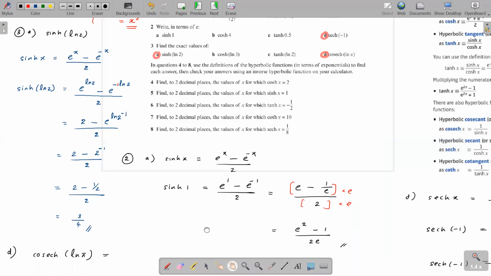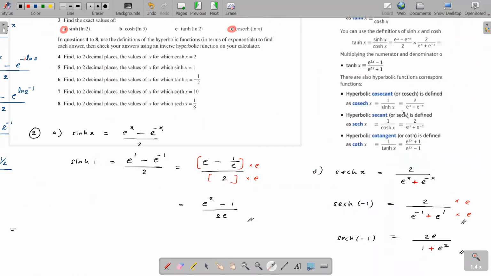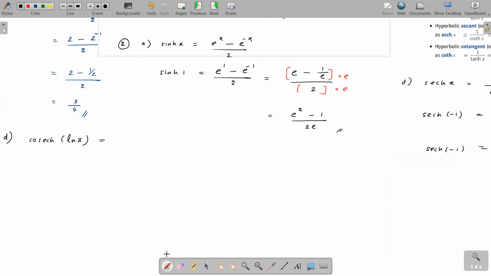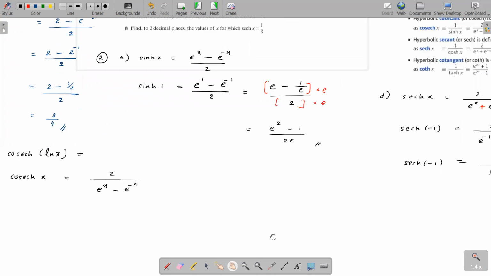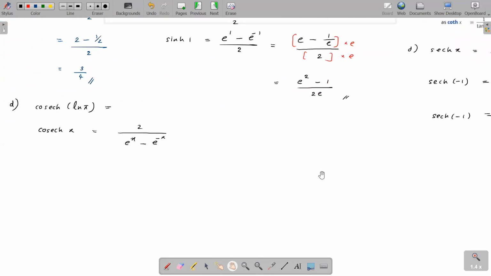So what do we have for cosech x? So guys, here cosech x is 2 over, can you see, e to the x minus e to the power minus x. So that's our expression that we will be substituting. So we'll work with that. Cosech x is 2 over e to the x minus e to the power minus x. All right, guys. Okay, so let's substitute cosech ln pi. 2 over e to the power ln pi minus e to the power minus ln pi.